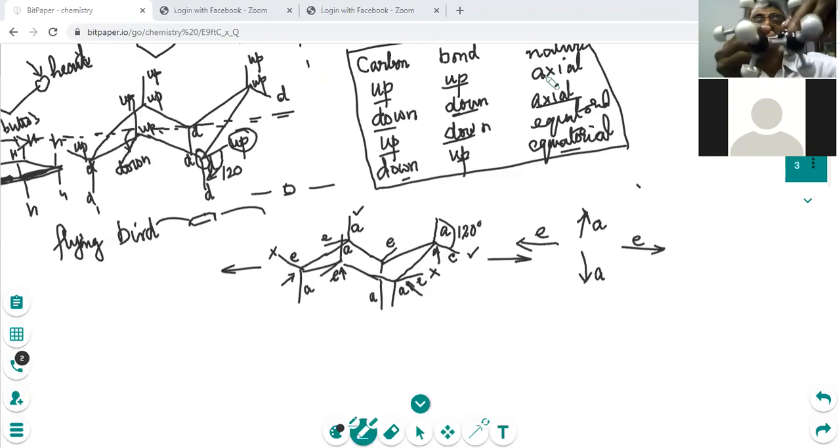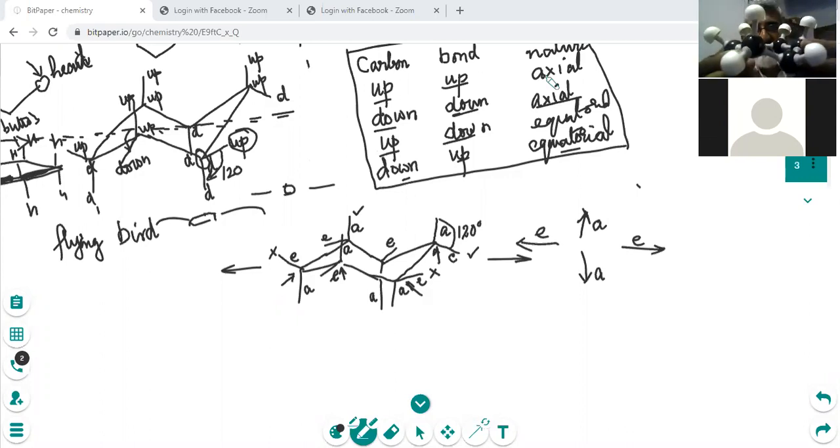What I have done is, I have taken this side and pressed it up, rotated it upside. So this has become boat. But boat form is not stable. You know why? These two hydrogens are very close to each other. The upper hydrogens are very close to each other. So the boat form is not very stable. So what happens is this gets repelled and this bends down again.